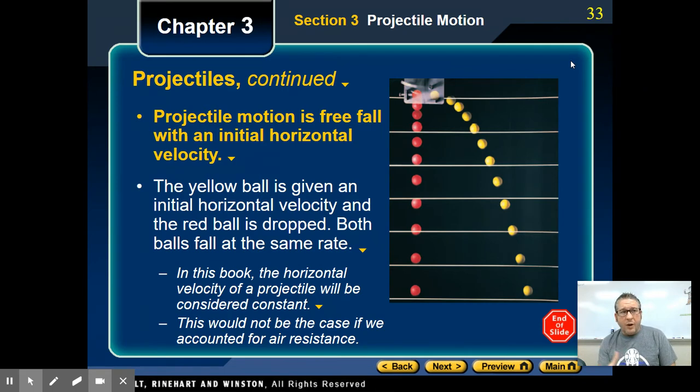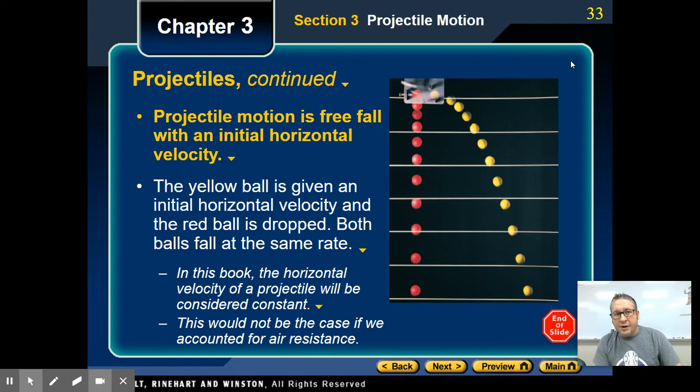Projectile motion is free fall with initial horizontal velocity. So if we look at this image here, the yellow ball is given an initial horizontal velocity, and the red ball is simply just dropped, all from the same height, nearly the same identical location. Okay, they fall at the same rate. In this book, the horizontal velocity of a projectile will be considered constant.